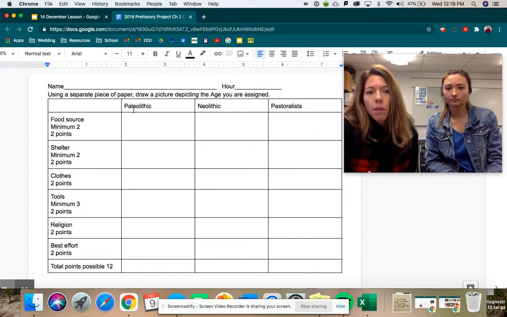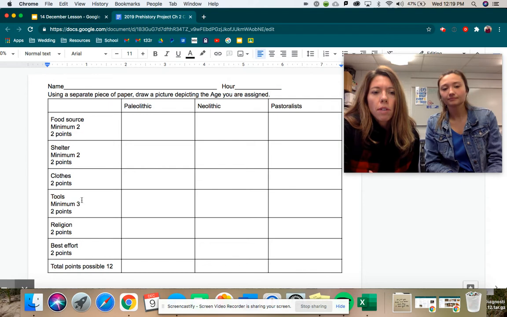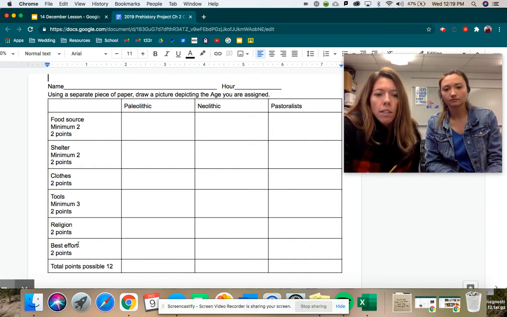Especially in the Paleolithic, we know that that was still part of the Ice Age. Then moving down to tools, what was their technology of that day? What were they using to get things done? Then was there any signs of religion? And what do we know about religion? It might be minimal information, but what do we know about some of the religious features of Paleolithic, if that's what you're assigned?